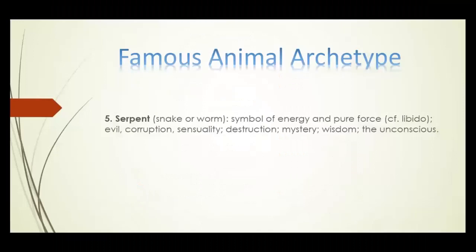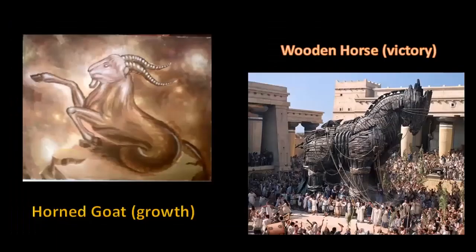Okay, all right. And speaking of the Oroboros, the famous animal archetype is the serpent. So every time you look at mythological films, mythological tales, if there is a serpent, then it's an archetypal image of energy and pure force, or of the libido, of evil, of corruption, of sensuality, of destruction, of mystery, of wisdom, and of the unconscious. Okay. Aside from the serpent, we have two other animal archetypes which are famous, especially in our topics. We have the horn goat, okay, which is a symbol or an archetype of growth.